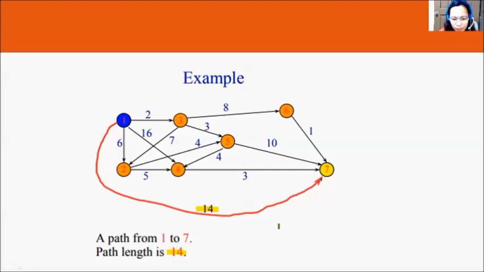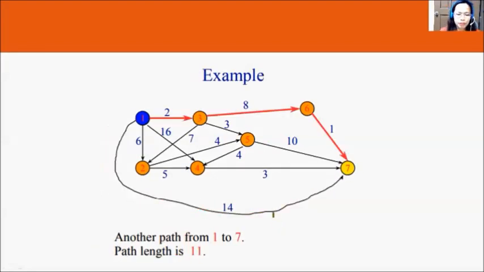Okay, so next, we have to look for another path from 1 to 7. Now, from vertex 1, going to vertex 3, this is 1. Then from vertex 3, going to vertex 6. And then from vertex 6, going to vertex 7. Now, if you check the length from vertex 1 to 3, 6, 7, the length is 2 plus 8 plus 1, that would be 11. Okay?